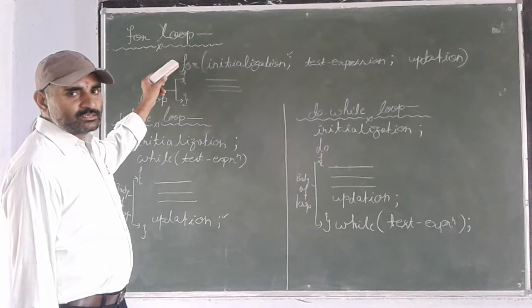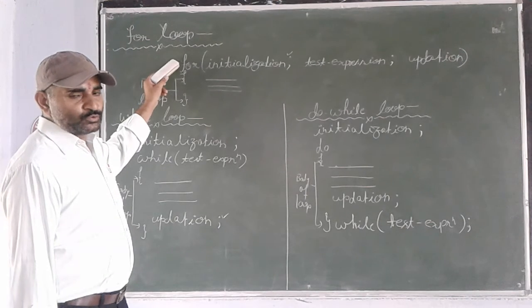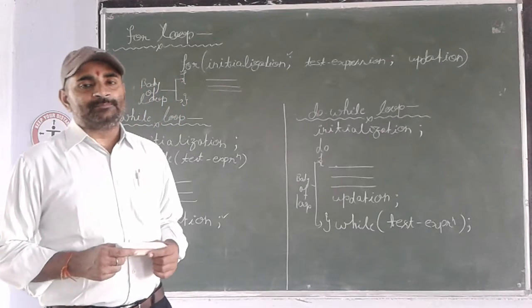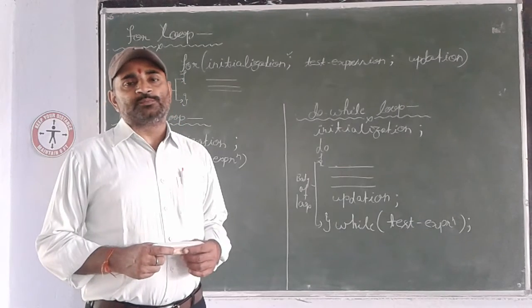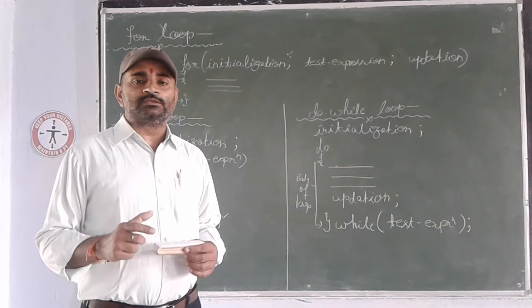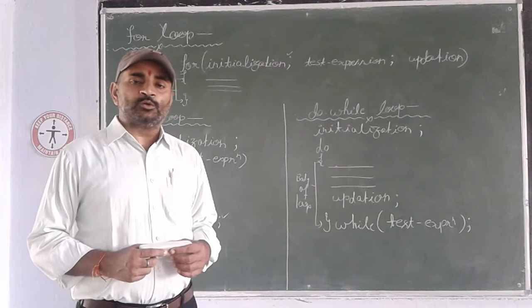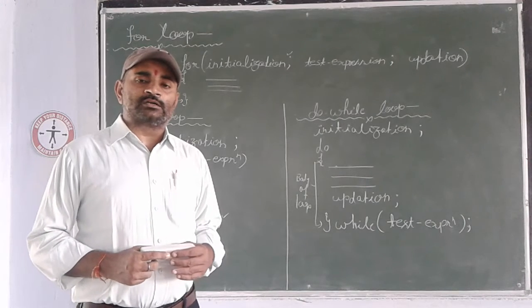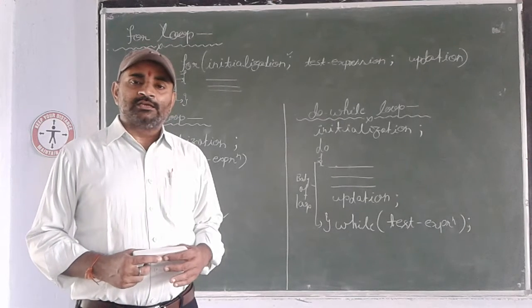For is one of the keywords. As you know, initialization, test expression, updation, and body of the loop, these are the four components required to form a loop. So, how can we arrange these components in for, while, and do while? You have to see.